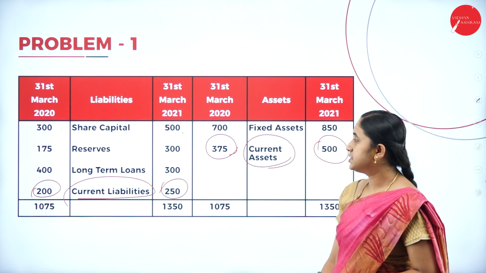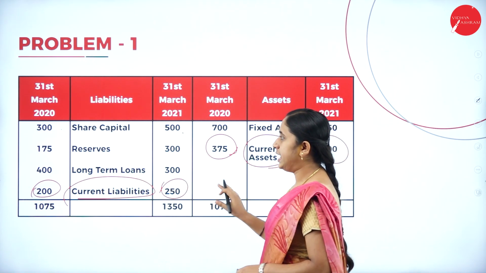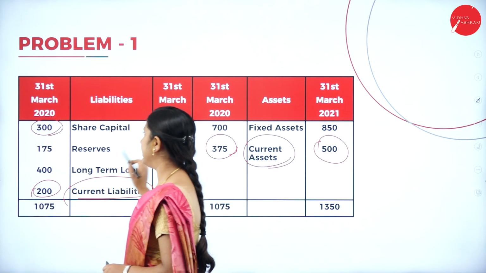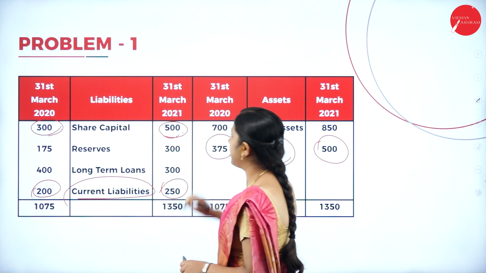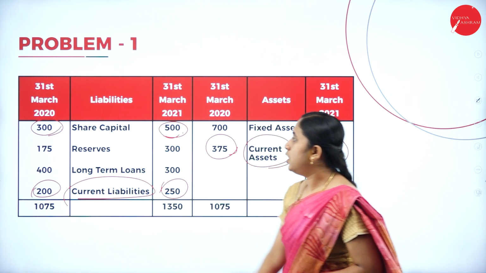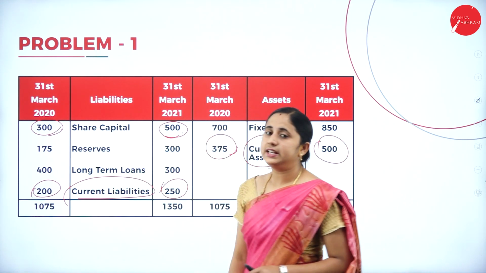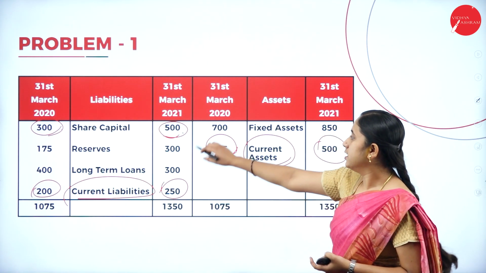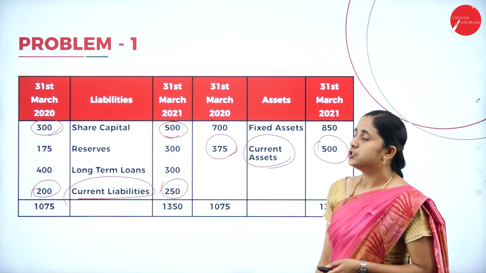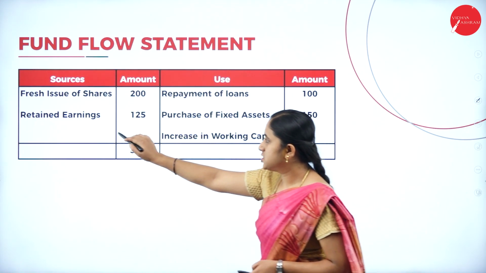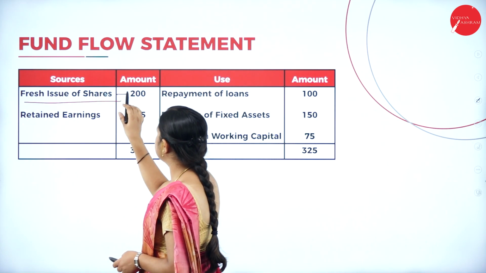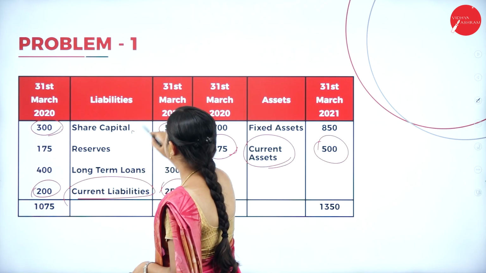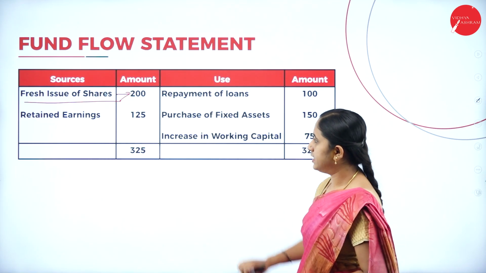To prepare the fund flow statement, compare the previous year and current year balance sheet. Share capital is 300 in the previous year and 500 in the current year. So compared to the previous year, share capital is increased. That means they issued fresh shares. Fresh issue of shares is 200.